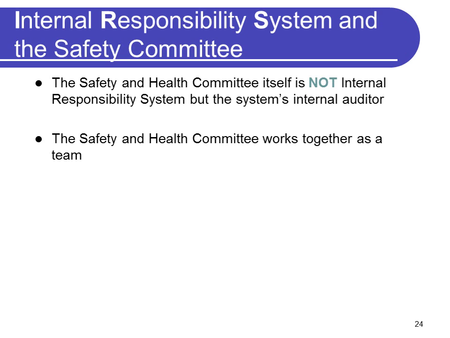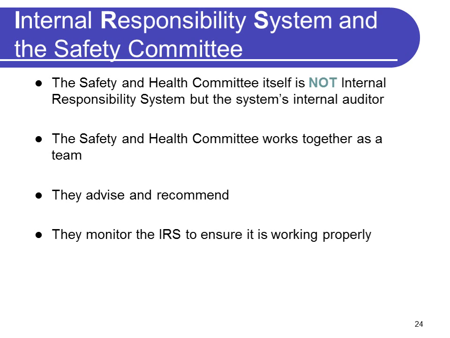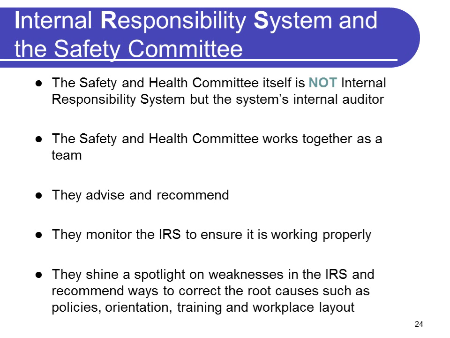Remember, the Joint Health and Safety Committee members are from the worker side and from the management side. They work together, okay? For this reason, it says work together. They advise and recommend on workplace issues and controls. They monitor the internal responsibility system to ensure it's working properly, and they shine a spotlight on weaknesses in the internal responsibility system and recommend ways to correct the root cause, such as policies, orientation, training, and workplace layout. They do inspections as well, usually monthly. It's the most common.